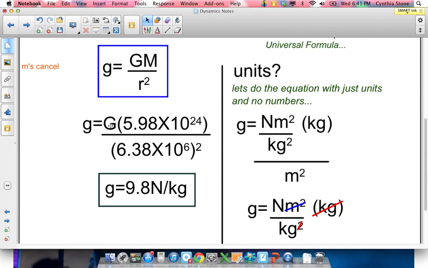So you sub in G being 6.67 times 10 to the negative 11, big M is the mass of the Earth, and r is the radius of the Earth. And you should end up with 9.8. And I know that's a good answer, so I'll definitely check mark that baby. Good work, Miss Stone.